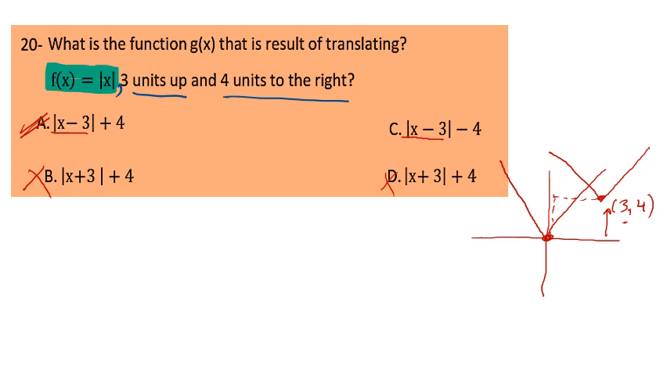The right answer is A, as the vertex here is 3 and 4. But notice that the vertex here is negative 3 and 4.